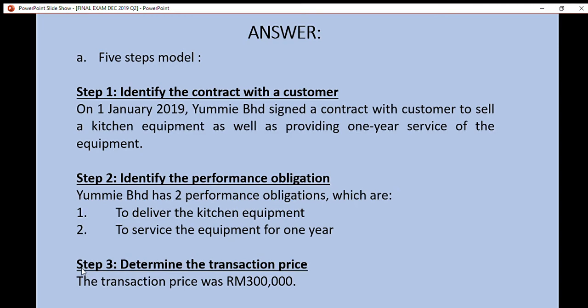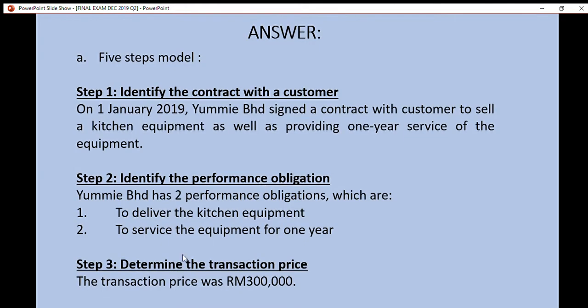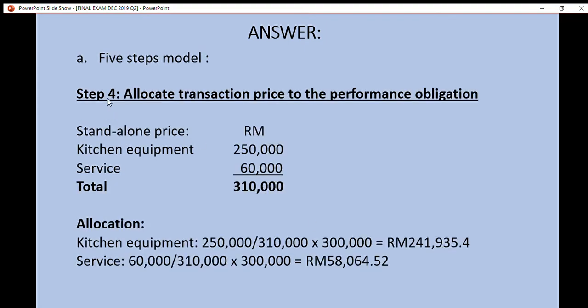For step 3, we need to determine the transaction price. From the information given, we know that the contract price is 300,000. So that is the transaction price. We can write that the transaction price was 300,000.